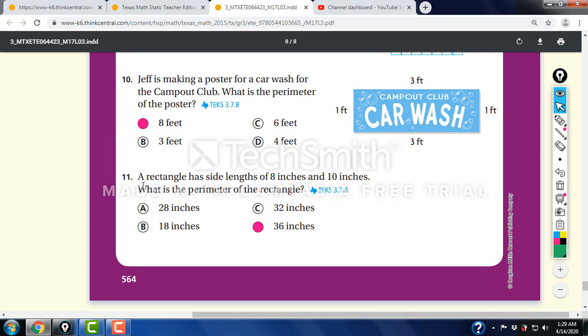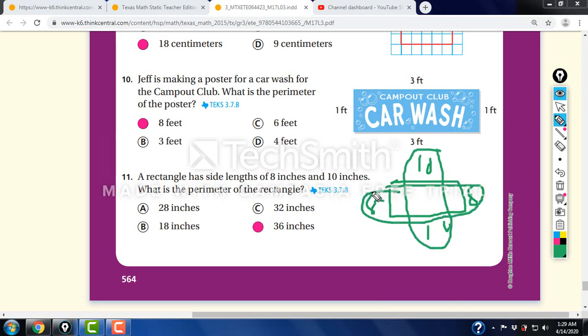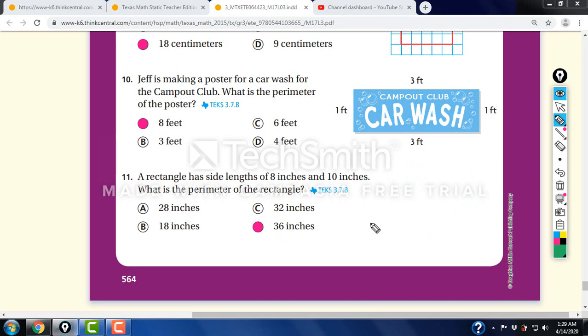Here we're using some logic. A rectangle has side lengths of 8 inches and 10 inches. What is the perimeter? Again, here it's just logic. This one will be 10, 10, and this is going to be 8, 8. You add these two, it's 20. You add these two, 16. You add 20 plus 16, that gives you 36. So we're using logic there.